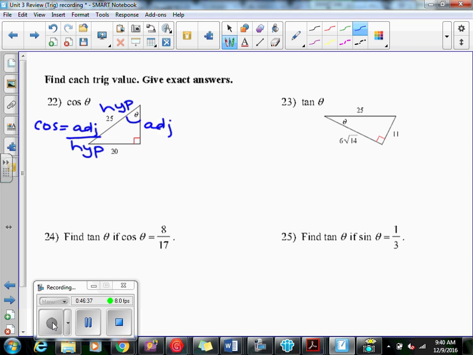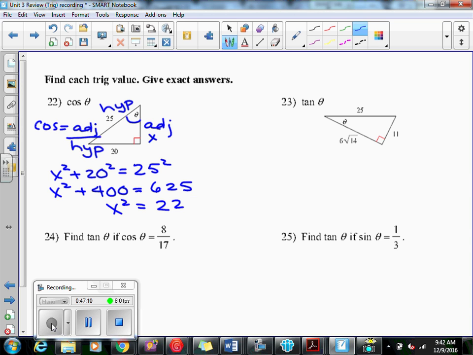So for the Pythagorean theorem, we'll call this x squared plus 20 squared equals 25 squared. That'll be x squared plus 400 equals 625. Now I need to get the x by itself, so I'm going to subtract 400 from both sides. So x squared equals 225. And then if you take the square root of both sides, you'll get x equals 15. Okay, so now we know x is equal to 15. We're going to take that 15 and put it in the picture.